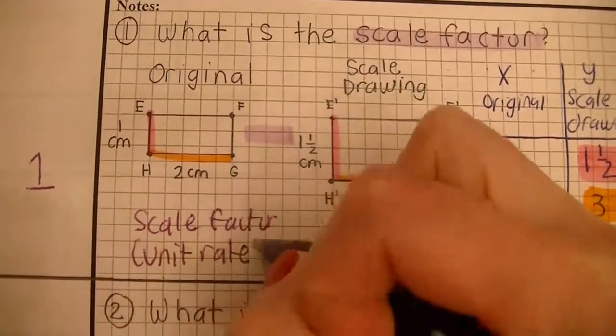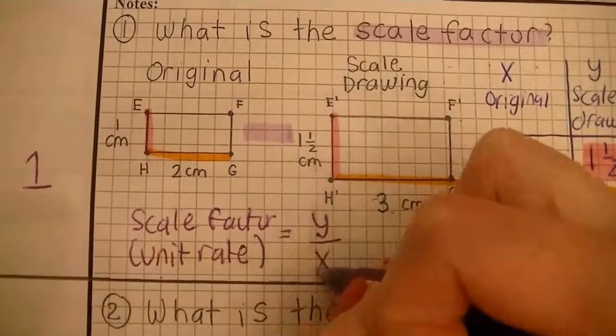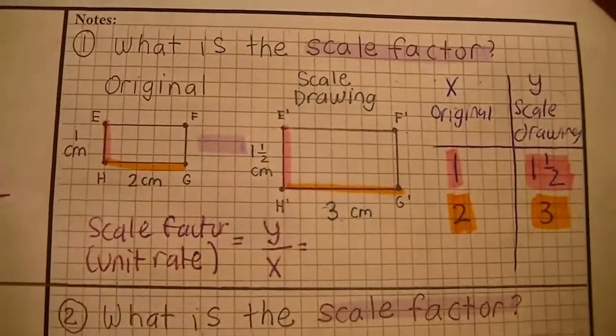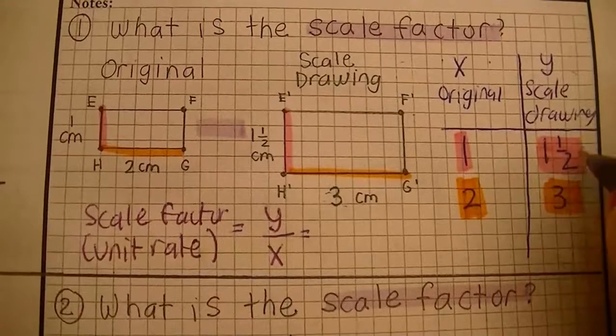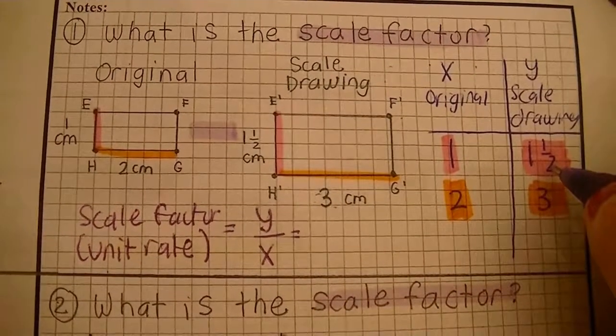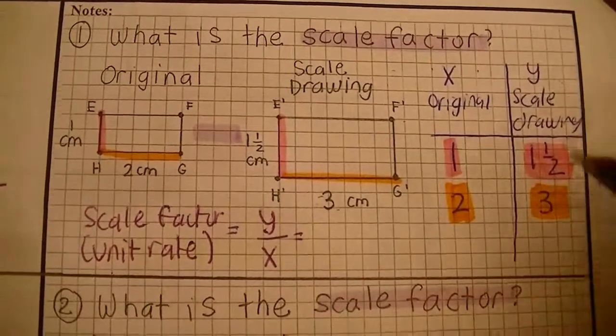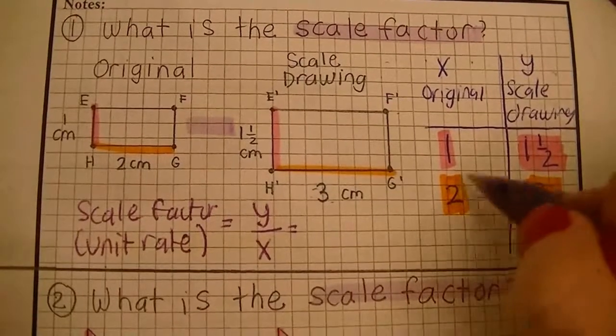Put that in parentheses right there to remind you, okay? And I hope you remember that you go y divided by x. And you'll see here that we have the y value. It's 1.5 centimeters. And you can pick that one, 1.5 centimeters over 1, or I can go 3 over 2.